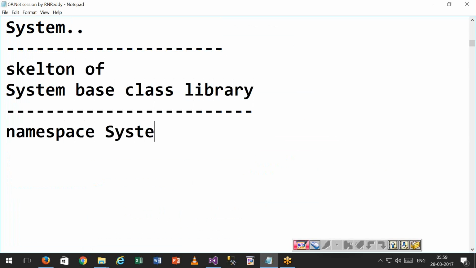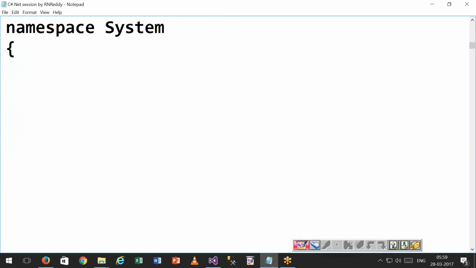Namespace system. Are you understanding what I'm telling you? Yes, I'm giving a base class library called system skeleton with all these data types.